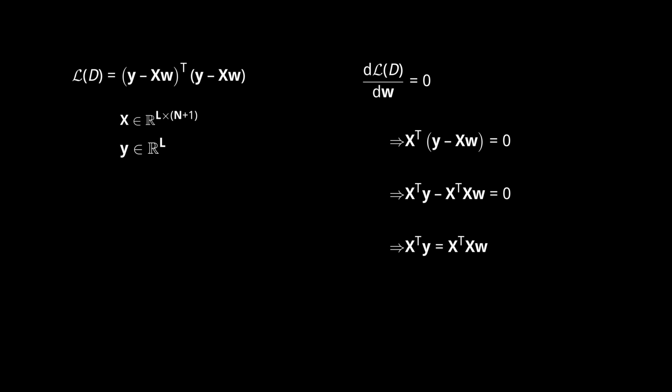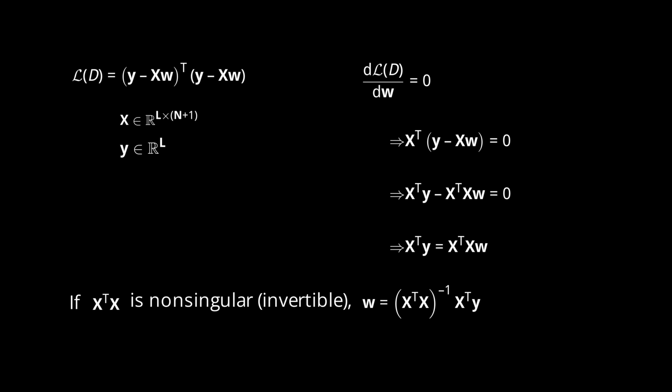If x transpose x is non-singular, therefore invertible, then the unique solution can be obtained by rearranging the terms of the above equation as: What if x transpose x is singular and hence not invertible? We deal with this using ridge regression, which is still a linear model for regression.